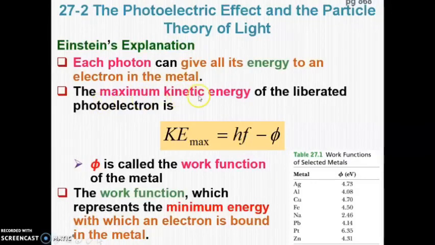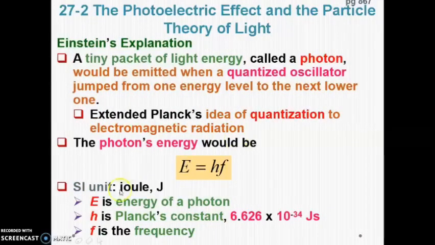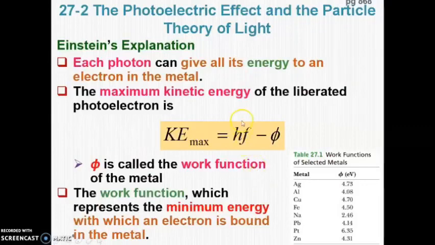So the maximum kinetic energy of the liberated photoelectron is KE max equals hf minus phi, where hf here is the energy, coming from the previous formula E equals hf. When you substitute it, it becomes KE max equals E minus phi. What is phi here? We call it the work function of the metal, which represents the minimum energy with which an electron is bound in the metal.